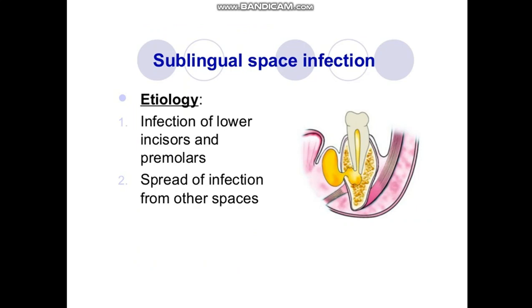Before I discuss the clinical manifestation of patients with sublingual space infection, I would like to mention that the attachment of mylohyoid muscle determines the spread of the infection either to the submandibular or rarely to the sublingual space. That means the infection of the lower molar teeth is determined by the attachment of the mylohyoid muscle. This is on the lingual side of the mandible. So mylohyoid muscle determines the spread of the infection of the lower posterior teeth either to the submandibular or to the sublingual space.